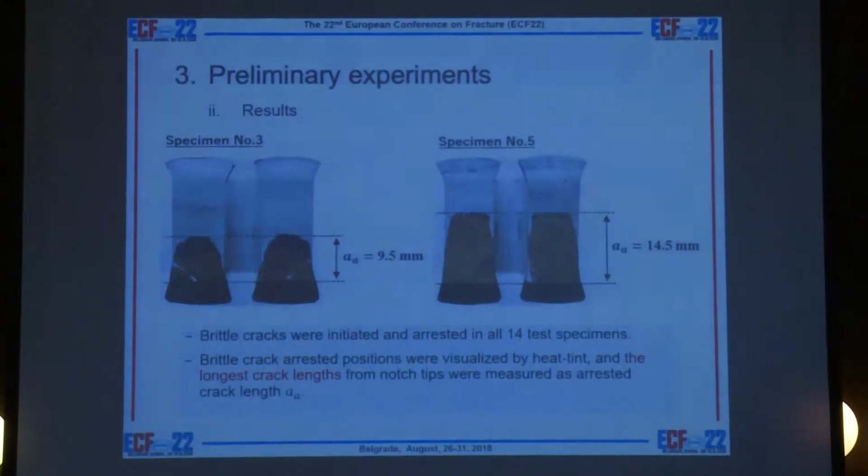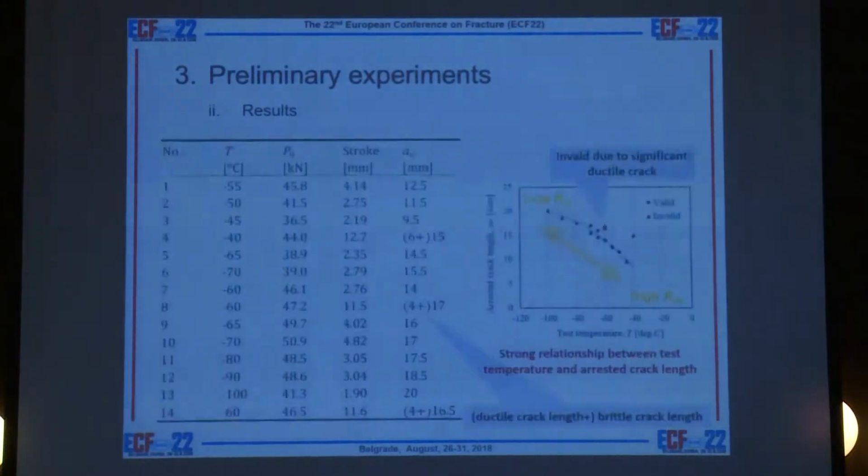Brittle cracks were initiated and arrested in all 14 test specimens. This slide shows a photograph of the fracture surface, brown colored by heat tint after the experiment. And the longest crack lengths from the notch tip were measured as arrested crack lengths. This table shows all of the test conditions and the results.